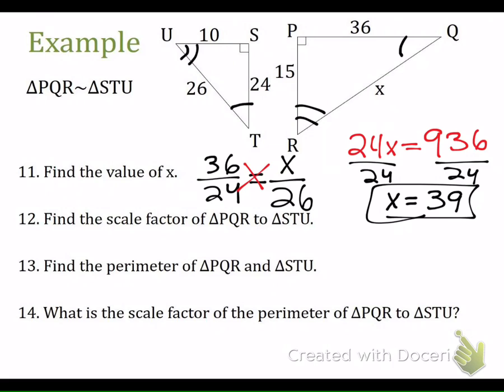Next, I want to find the scale factor. Pay attention to the order. Triangle PQR. So this one on the right, PQR first, to STU. All right, so give me a side length from PQR.